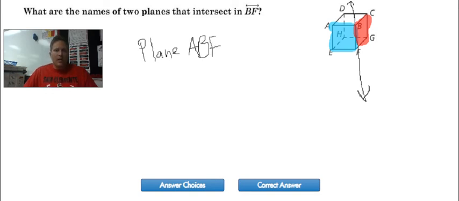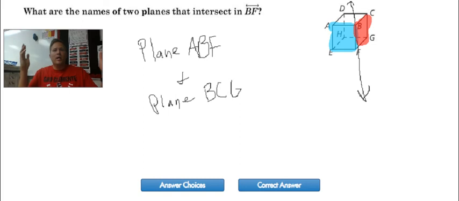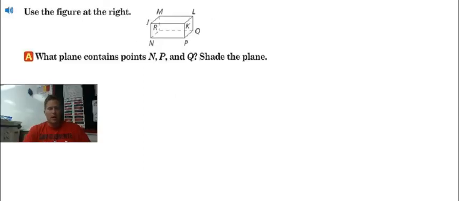The other plane that intersects is this red one right here. Again, they both come together at this line. A lot of different options, but I will just call this plane, any one of these four, let's say BCG. And again, that was one of our postulates: when two planes intersect, they intersect at exactly one line. Our line was BF. All we do is name the planes. Cool?